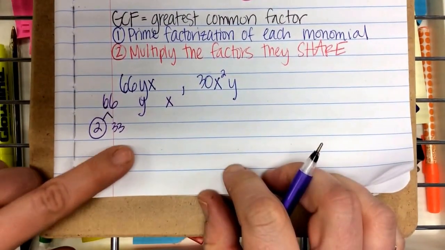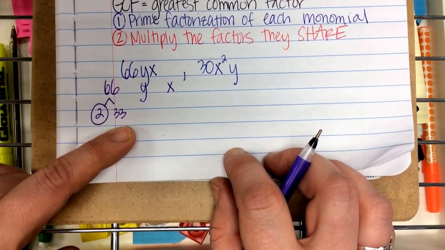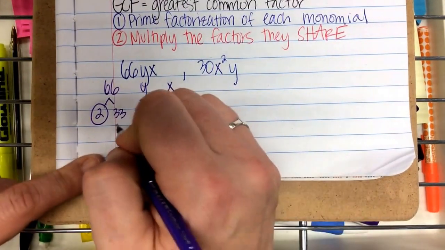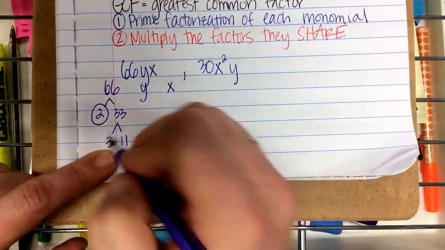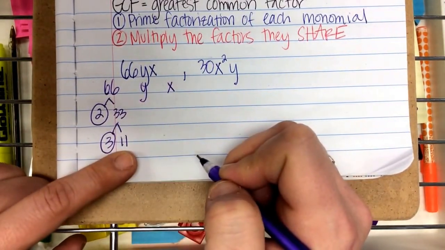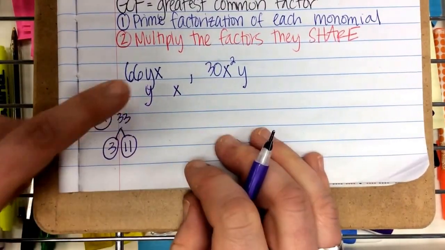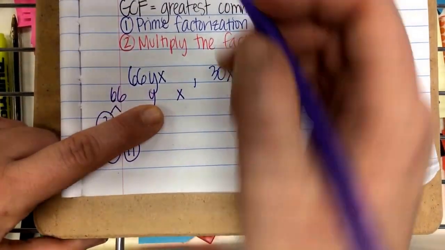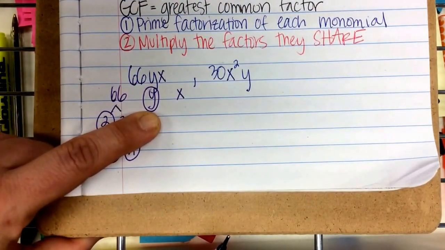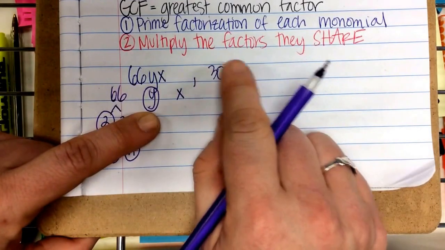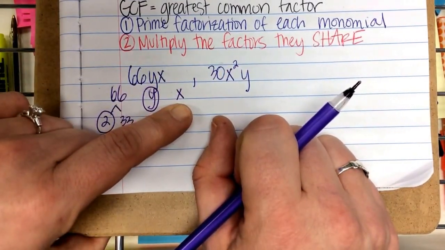Two is prime. Is 33 prime? Angelina? 3 and 11. Is 3 prime? Is 11 prime? Since y is all alone, I can't factor it, I circle it. You can only factor a variable if it has an exponent. So can you factor x? Nope.